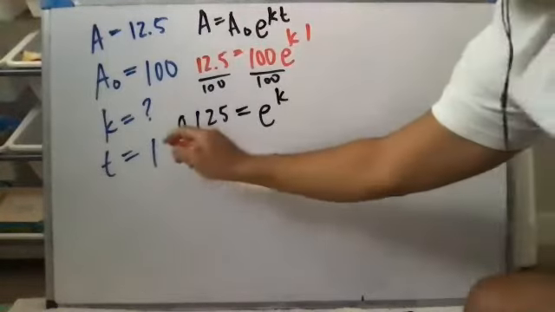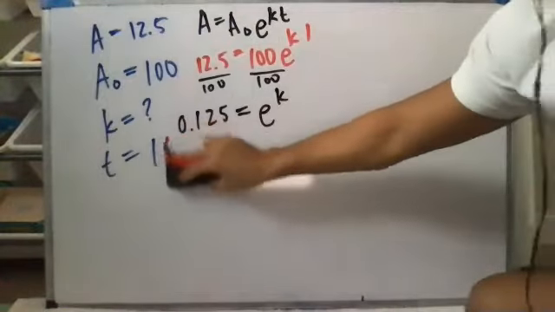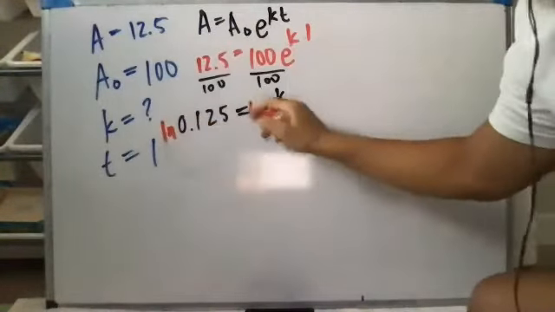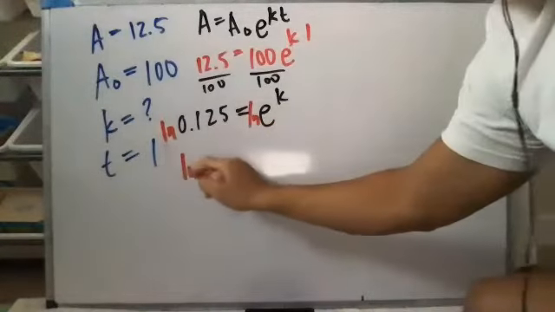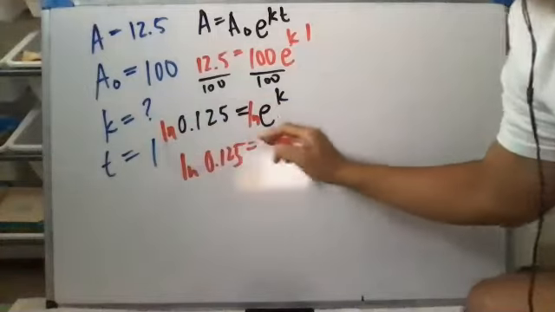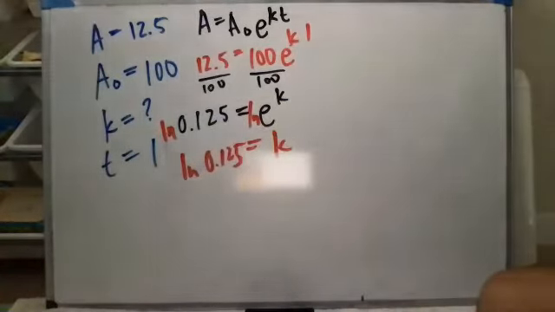And then, as usual, I'm going to take ln of both sides. Oops, that's not an exponent. It's ln of this, it's ln of that. On the left, it's going to give me ln of 0.125. On the right side, the ln undoes the e, so it's just equal to K. So K is equal to ln of 0.125.